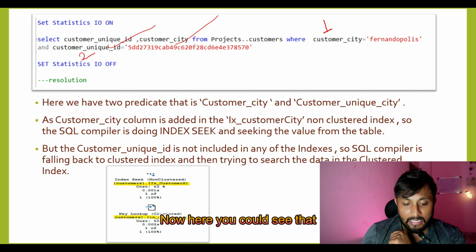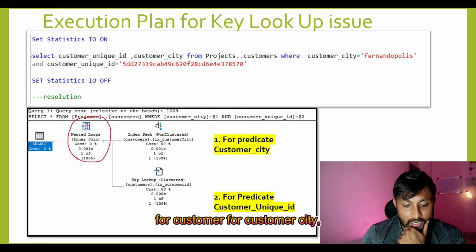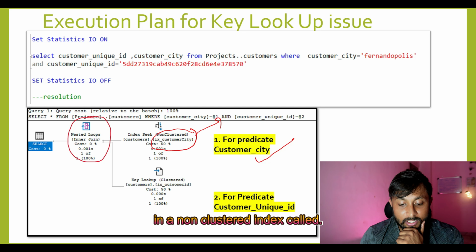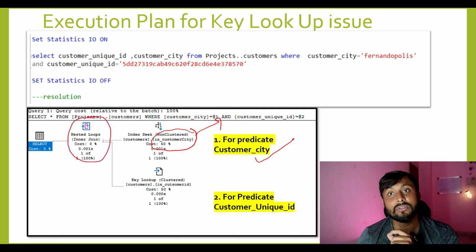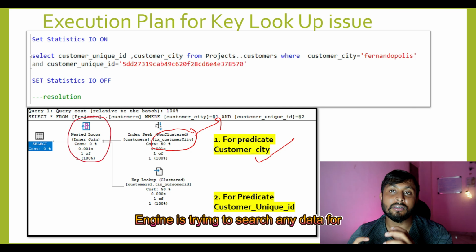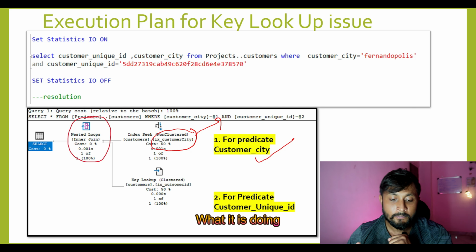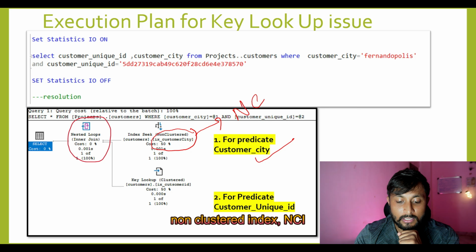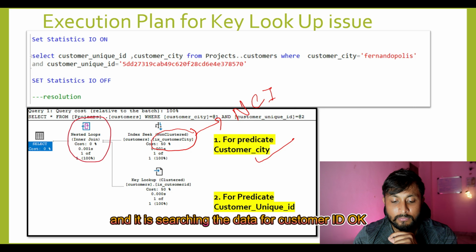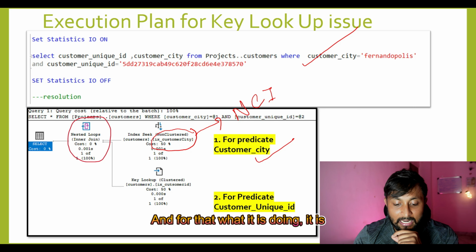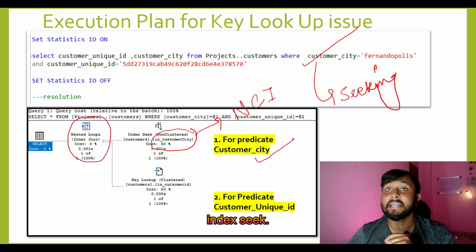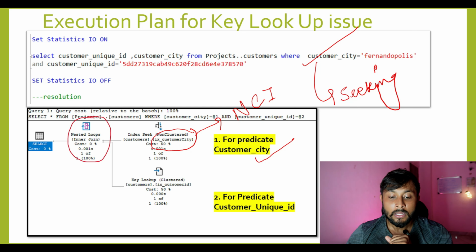Now you can see that customer city is included in a non-clustered index called ix_customer_city. So whenever the SQL engine is trying to search any data for customer city, it goes to this particular non-clustered index, NCI, and searches the data for customer ID. For that, it is seeking the value. It is doing an index seek. So this is efficient.